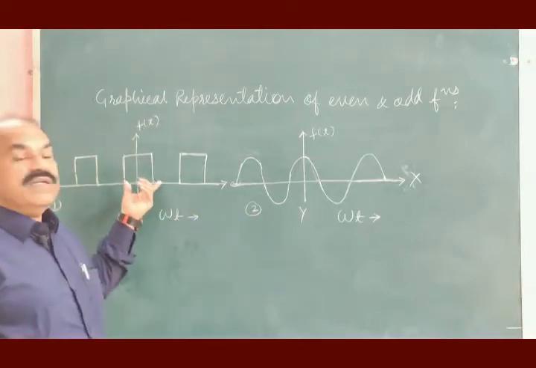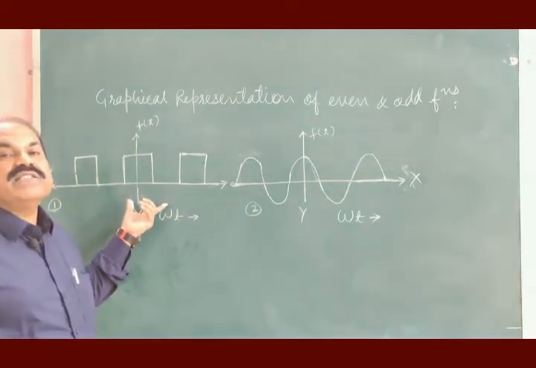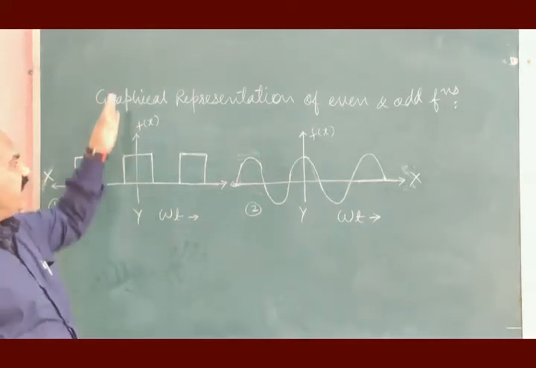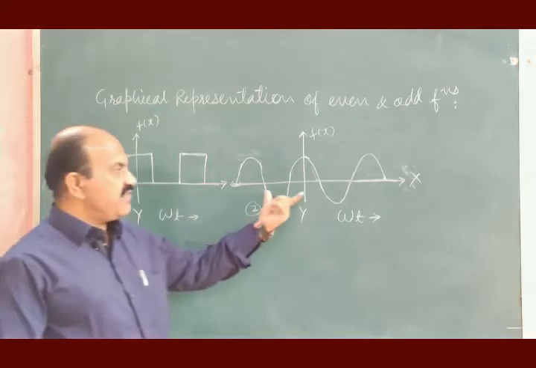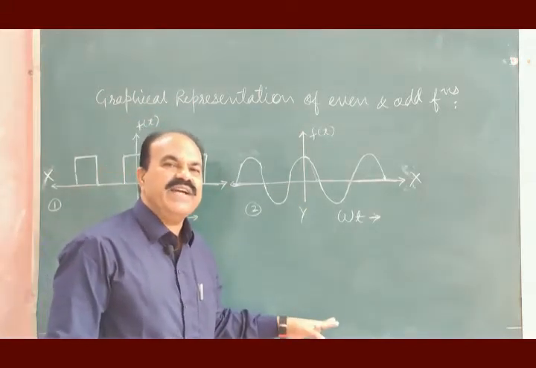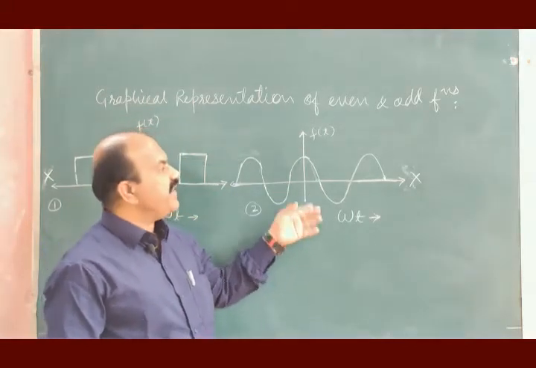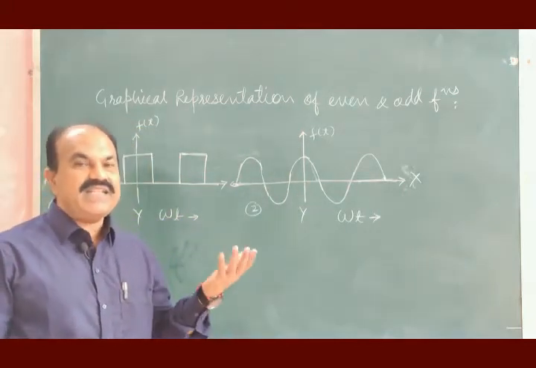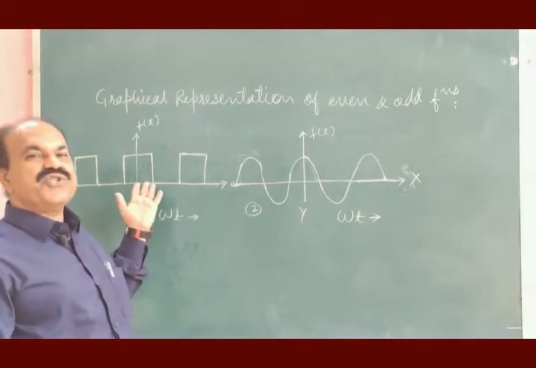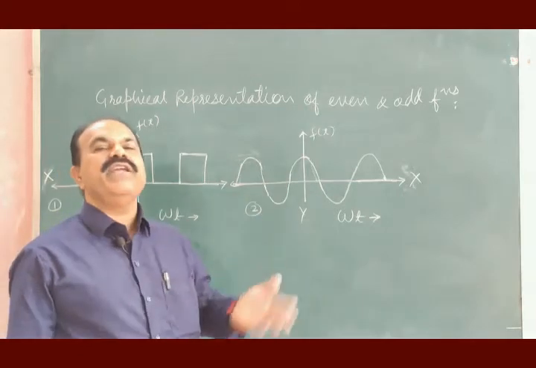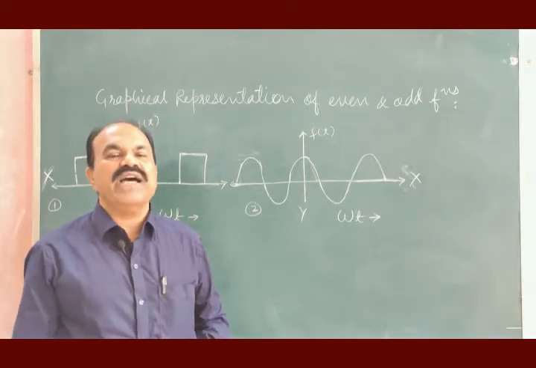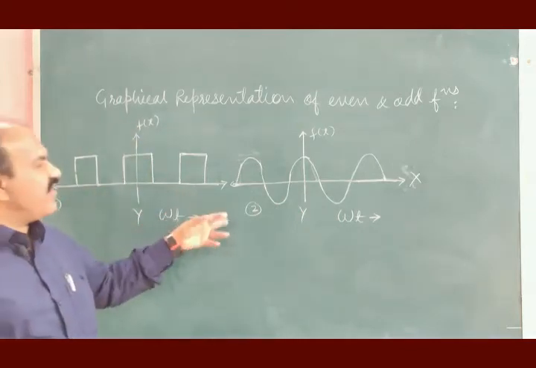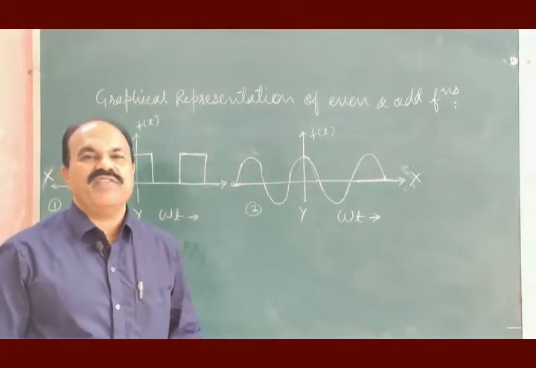That is, this waveform is symmetric about the y-axis. This waveform is symmetric about y-axis. The symmetric waveforms, such as shown in figure 1 or in figure 2, are known as even functions. This is an even function. This is an even function.